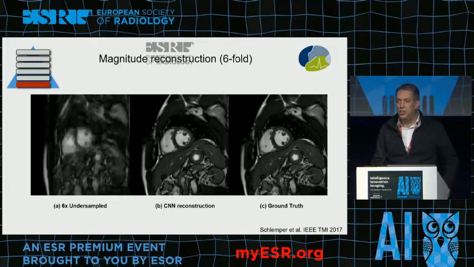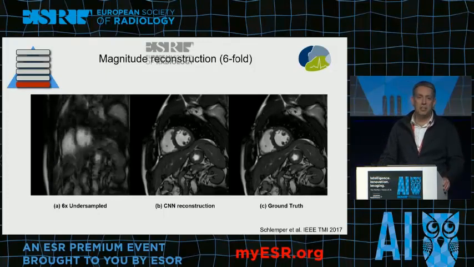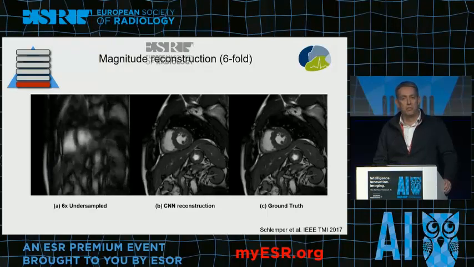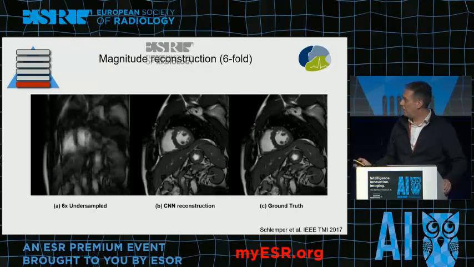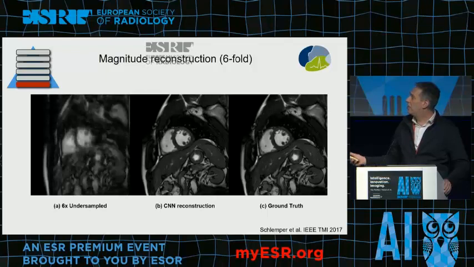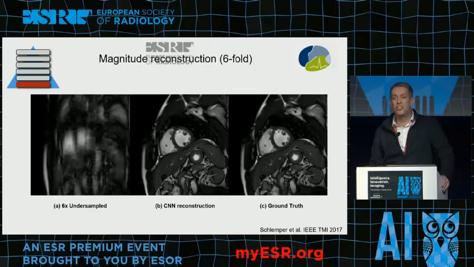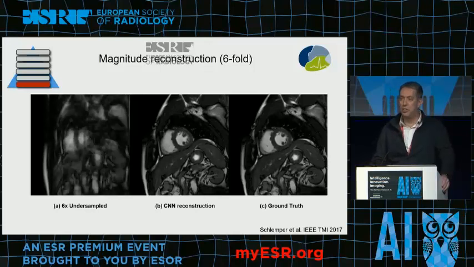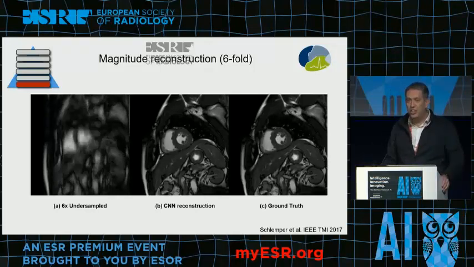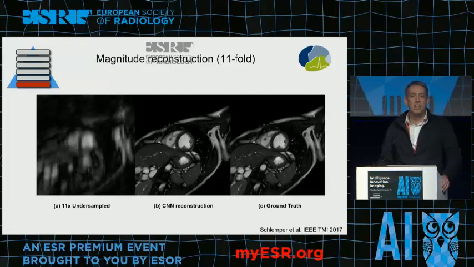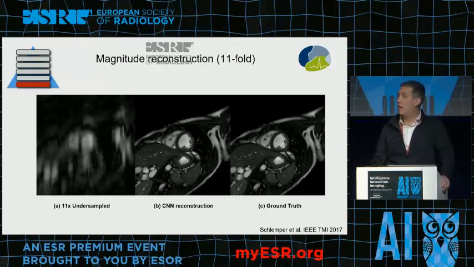I'm showing you here an undersampled cardiac MR image by a factor of 6 on the left-hand side. So you can already see that this image is probably not clinically useful. In the middle, you see the reconstruction using a neural network. On the right-hand side, you see how the ground truth, the fully sampled image, would look. And you can see that this actually works reasonably well. And it works even for very aggressive undersampling rates, up to a factor of 11 or 12.